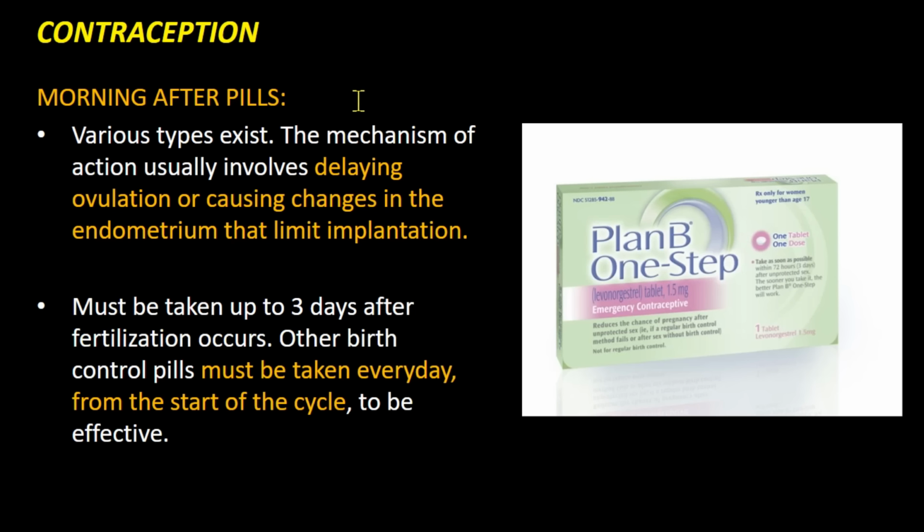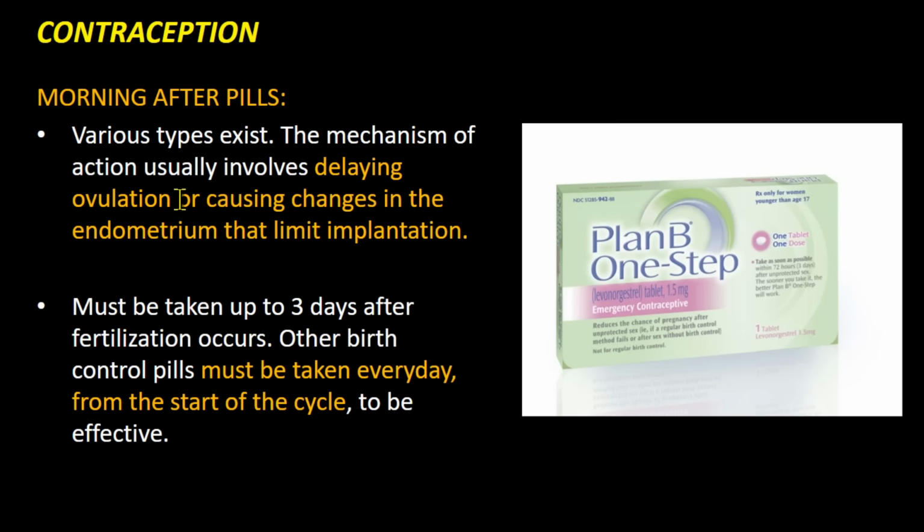Next, we have morning after pills or emergency contraception. This would occur after fertilization has taken place or after sexual intercourse has taken place. There are various types that exist. The mechanism of action involves delaying ovulation or causing changes in the endometrium that limit implantation if the egg has already been fertilized. But what do I mean by delaying ovulation?